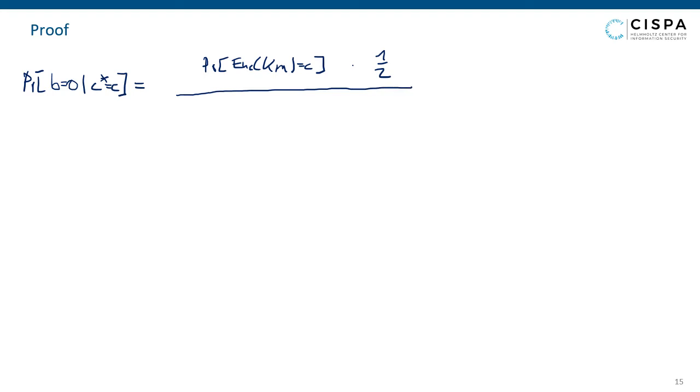So I get that the probability B equals 0 conditioned on the challenge ciphertext being C is the probability Enc(K, M) equals C times 1/2, divided by 1/2 times the probability Enc(K, M) equals C plus the probability Enc(K, M prime) equals C.